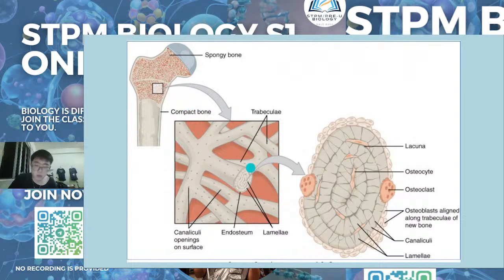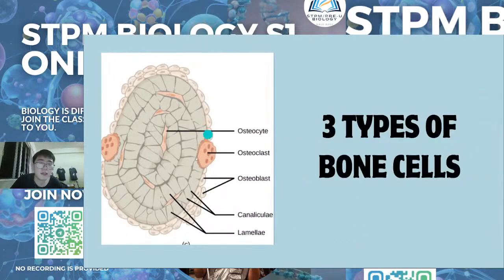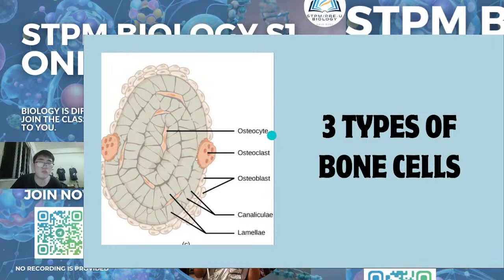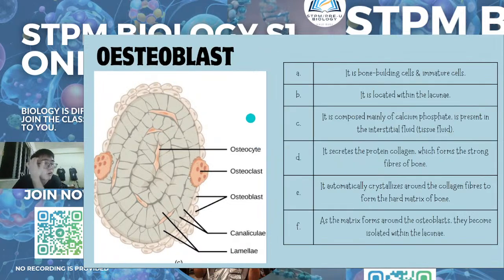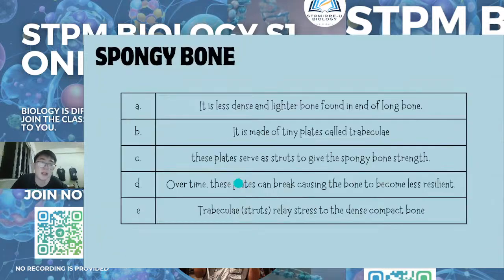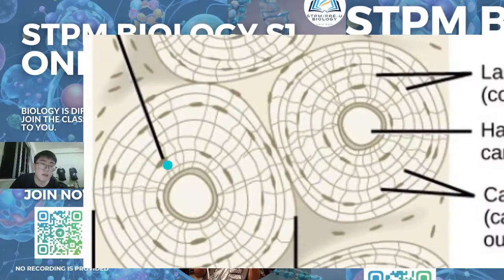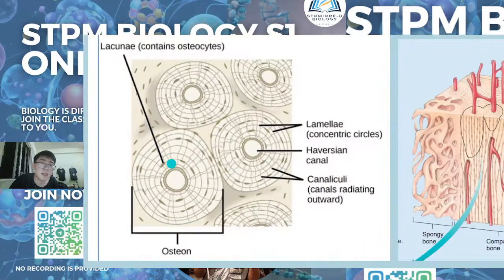Okay, so next we go to the bone cells, all of these: osteoblast, osteoclast, and osteocyte. These are the three main bone cells that we need to know. Okay, so about the osteoblast. Osteoblast is actually located within the lacuna. So what is lacuna? I think I already explained, right? This is the lacuna. You will see here the lacuna, these black spots, which we call lacuna.